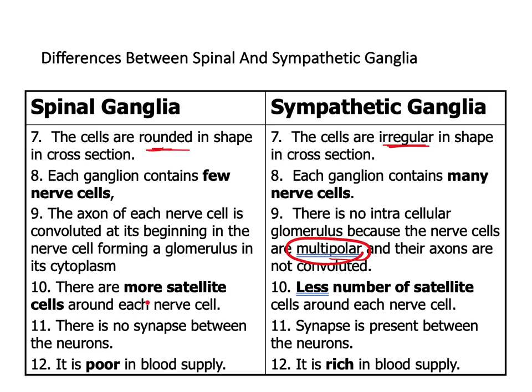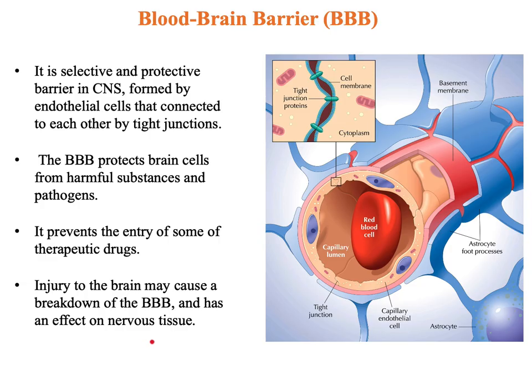In the spinal ganglion, guys, you have more satellite cells, but here there is a lesser number of satellite cells. Also, one important thing here, guys, in the spinal ganglion, because they are few, they are away from each other, and there are no synapses between neurons. While in the sympathetic ganglion, there are many crowded, scattered there, so there are synapses between multiple neurons there. That means when there are many synapses, you need more blood. That means it's rich in blood supply, but in the spinal, unfortunately, it's poor, right?